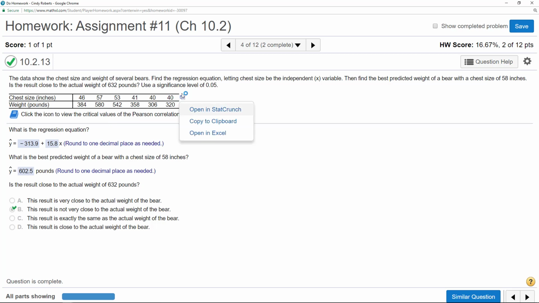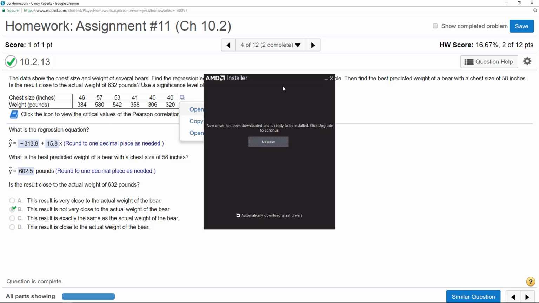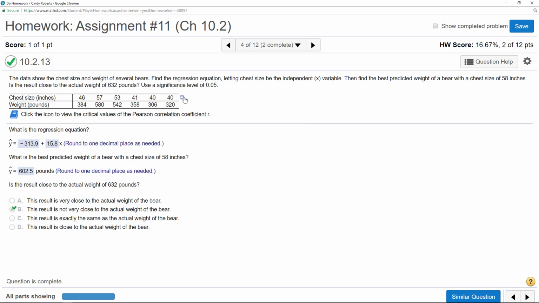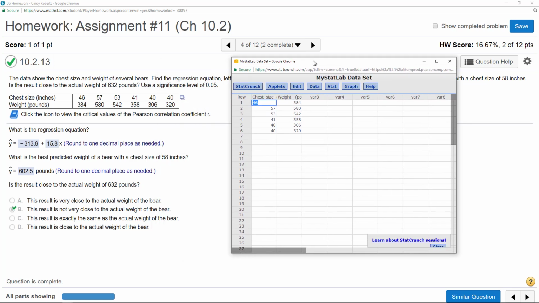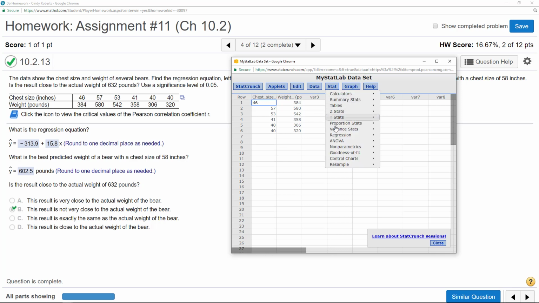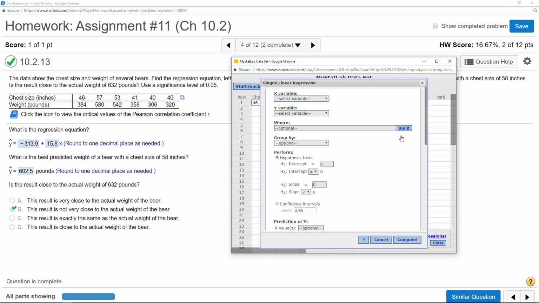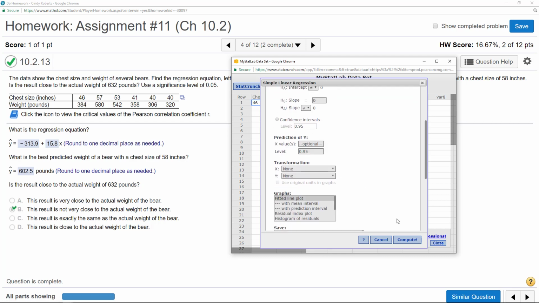So I go to click on this little icon right beside the data. We don't want that. And then tell it to open in StatCrunch. And so it actually moves my data in here. So I go to Stat, I go to Regression, Simple, Linear, because it's linear regression. My X variable is the chest size, my Y variable is the weight. That's pretty much all you have to do.